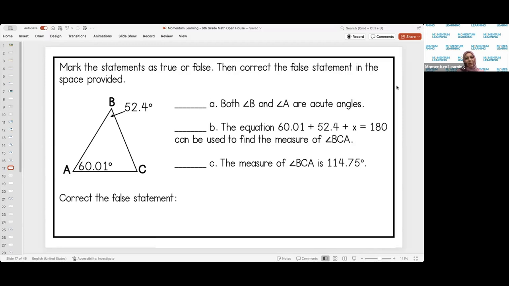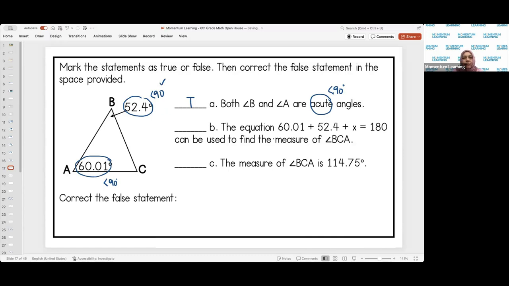Okay, let's continue. Both A and B are acute angles. So, what is the meaning of acute angle? If you remember the acute angle, it should be less than 90 degrees. So we can see 52.4 degrees is less than 90 degrees. It's correct. And 60.01 will be less than 90 degrees. So it is also correct. And we can say this statement is true since two angles are acute angles, which are less than 90 degrees.